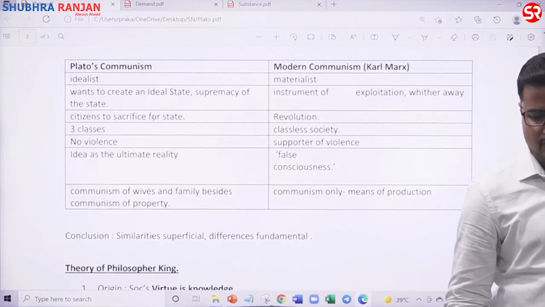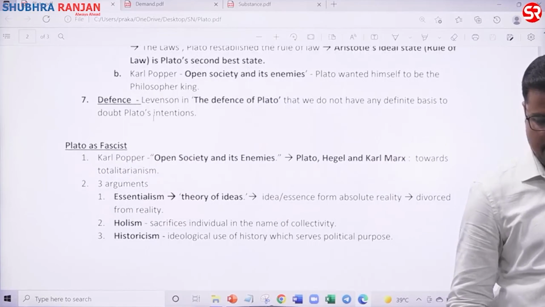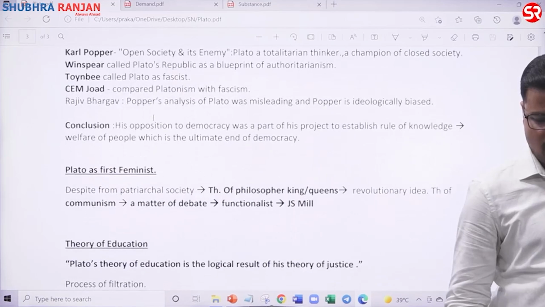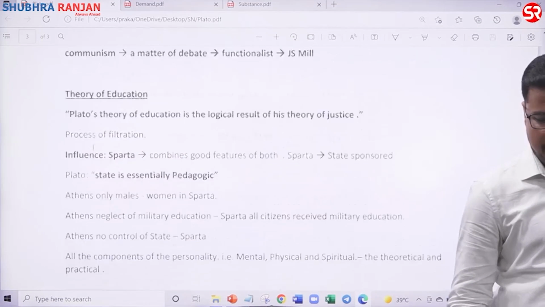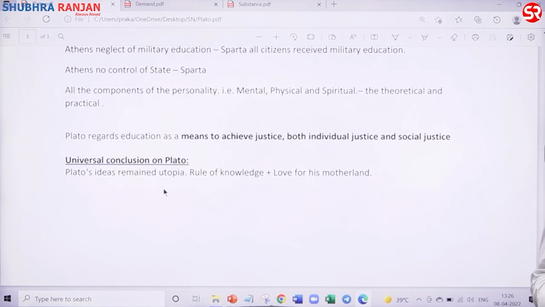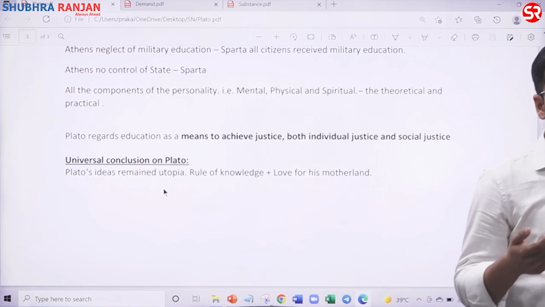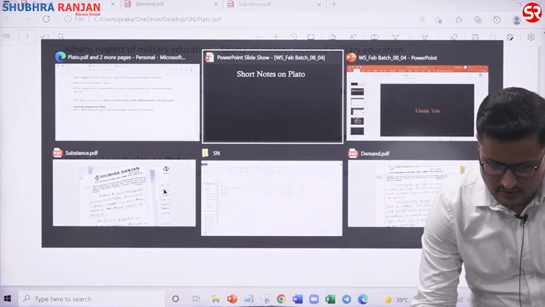A comparison comes of Plato's communism and Marx's communism. Plato as fascist, the people who criticize, Karl Popper, and so on. His theory of education, and then a universal conclusion on Plato: see, in any question you cannot criticize Plato and end the question. Okay, you'll always have to say that okay, he gave these ideas, but his main concern was love for his motherland. So this is how a universal conclusion can be constructed on Plato.